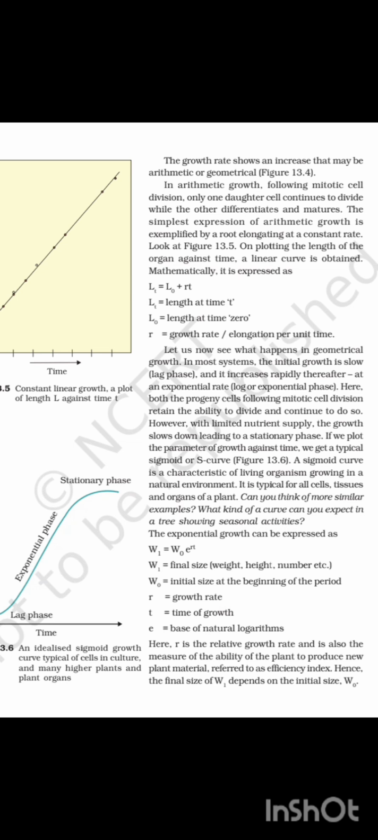The exponential growth can be expressed as W1 = W0 e^rt. W1 is equal to final size, weight, height, number, etc. W0 is equal to initial size at the beginning of the period. r is equal to growth rate. t is equal to time of growth. e is equal to base of natural logarithm.